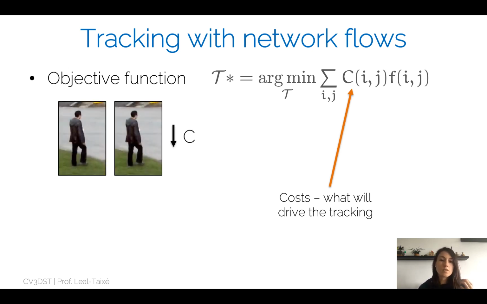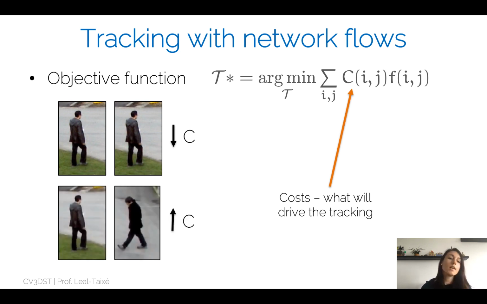And I want to insist on this concept that however we define this cost, whether it's IOU, distance between pixels, or an appearance model, what we have to make sure is that if two detections represent the same person and therefore should be connected and form a trajectory, then the cost of the edge that connects these two nodes should be low. And if the two boxes, the two detections, the two nodes represent two different people, then the cost should be high.